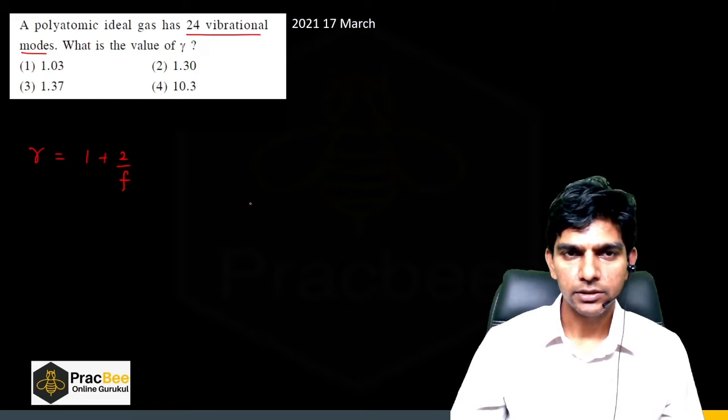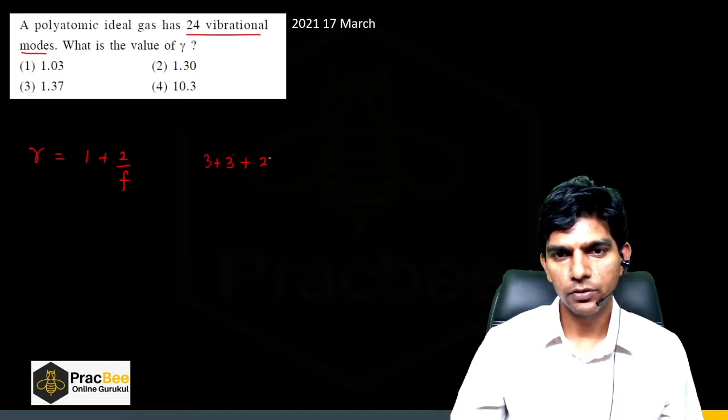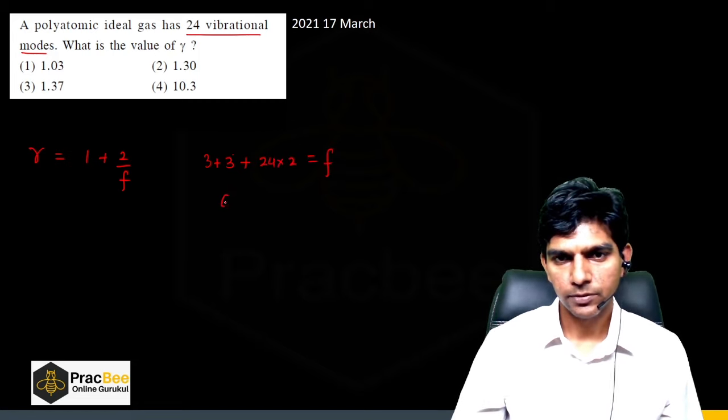So for a polyatomic molecule, it will be 3 plus 3, translational and rotational, and then there are 24 vibrational modes. So you can say 24 times 2. So this is the degree of freedom. It will be 6 plus 48, so F comes out to be 54.